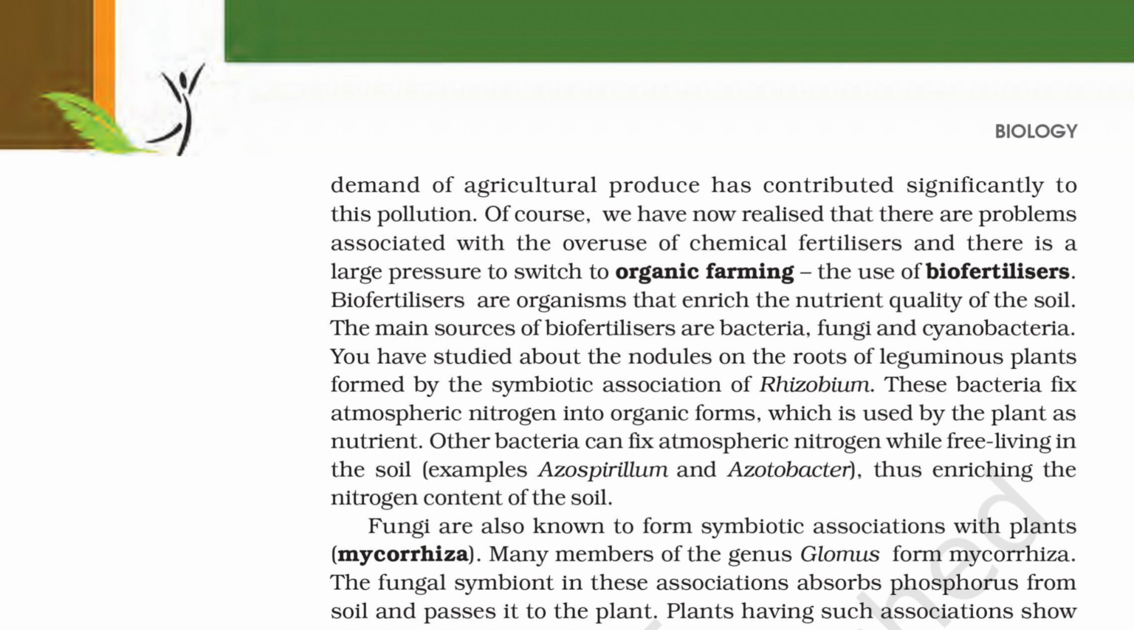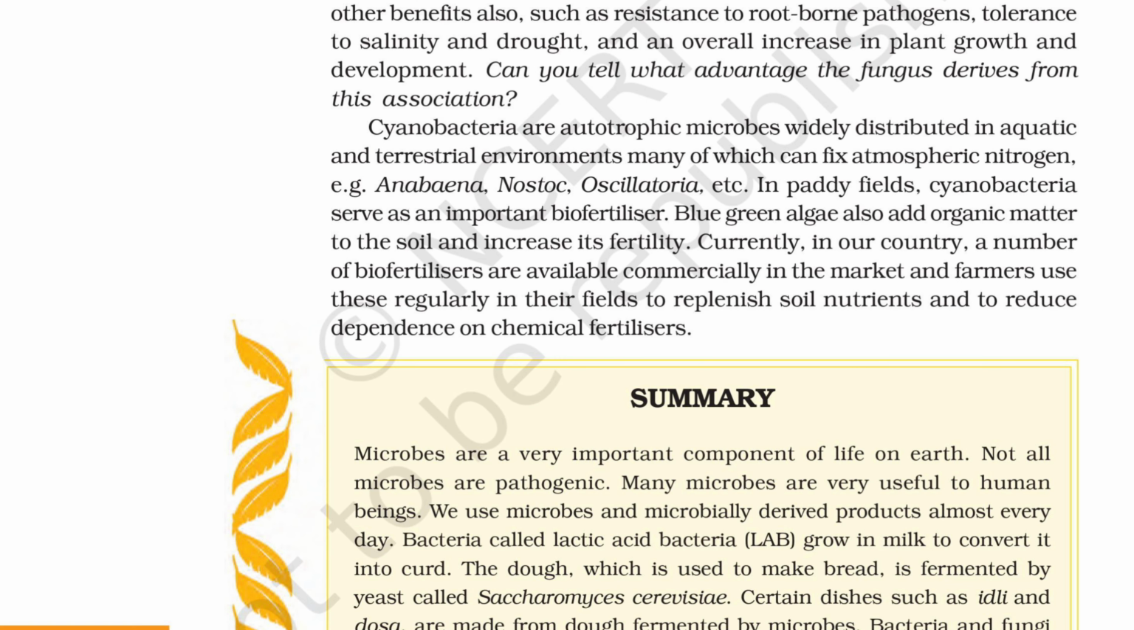Fungi are also known to form symbiotic associations with plants, mycorrhiza. Many members of the genus Glomus form mycorrhiza. The fungal symbiont in these associations absorbs phosphorus from soil and passes it to the plant. Plants having such associations show other benefits also, such as resistance to root-borne pathogens, tolerance to salinity and drought, and an overall increase in plant growth and development. Can you tell what advantage the fungus derives from this association?